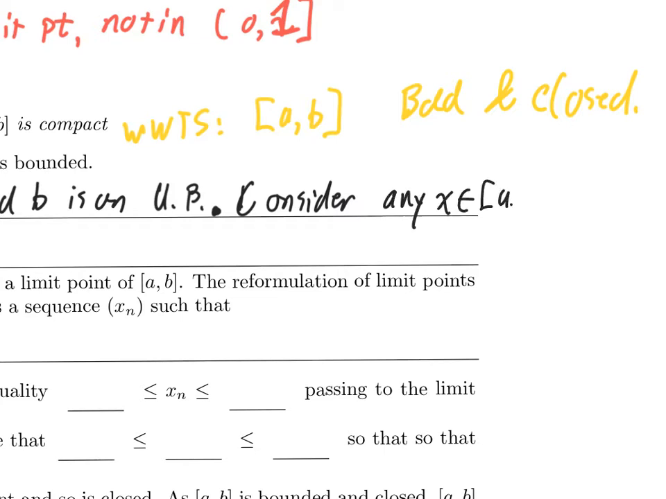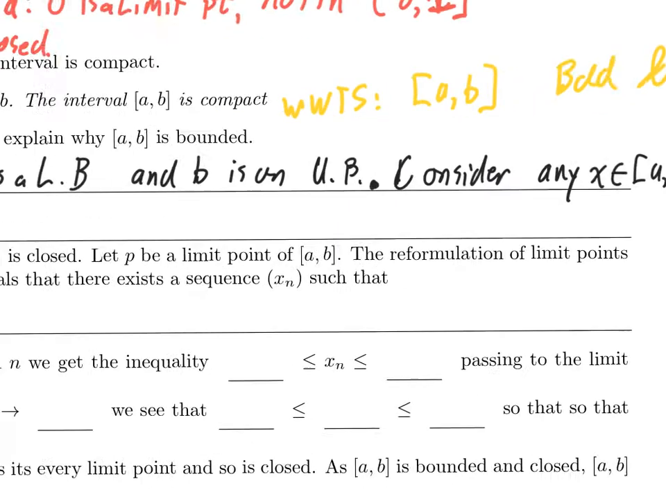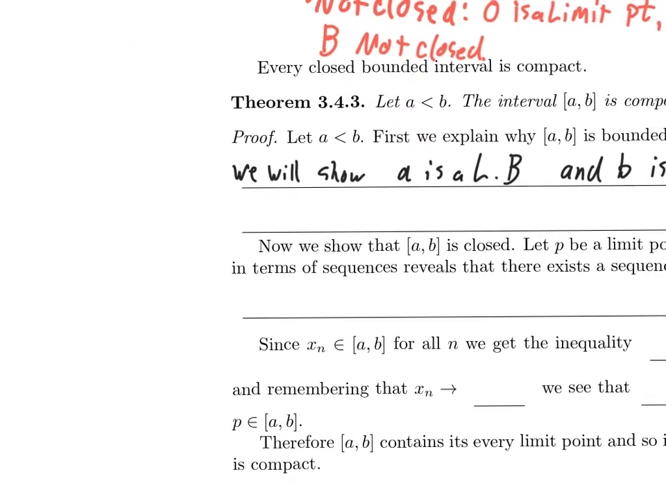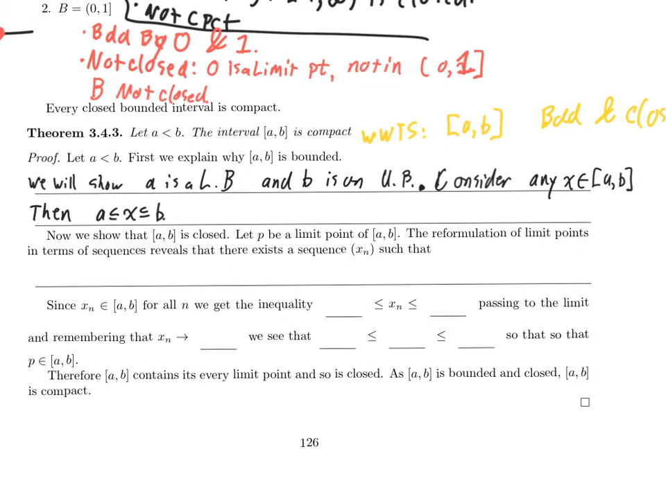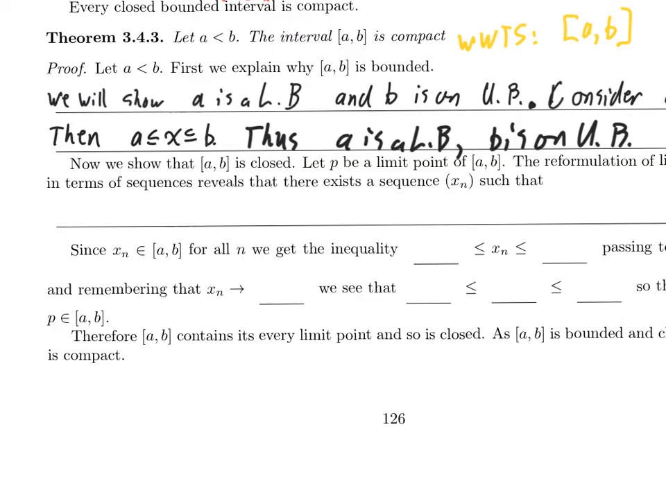X in [A, B]. Then by the very definition of that interval, well, let's see, we considered any x in the set and concluded the inequality that we needed. Thus, A is a lower bound, B is an upper bound. Nice. So it's bounded. Let's show that it's closed.